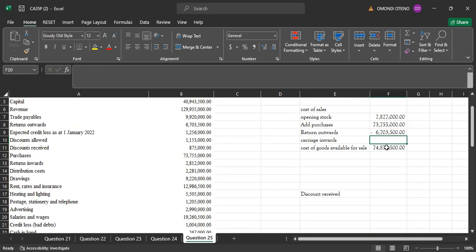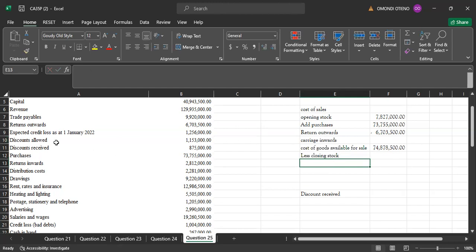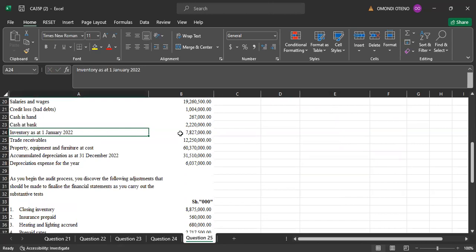Now that we have the cost of goods available for sale, we did not sell everything. There were some goods that remained in our store. The goods that remain in the store are what we call less closing stock or closing inventory. Closing stock is what you get at the end of the year. If you're given closing inventory as at 31st of December 2022, then that's what we take as the closing inventory. The one as at 1st of January, you can also see they are not telling you whether it is closing or opening. They know very well that by giving you the date, you'll be able to identify what is opening and what is closing. If it was there, we would add it, but because this question did not have that, it is not going to add any marks or any value to your workings.